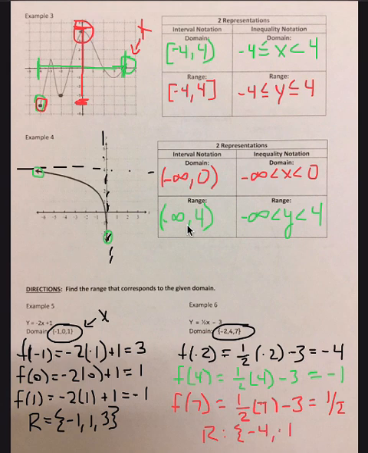So the range is -4, -1, and 1/2, and that's our range. So we plugged in our x values from the domain. Domain is always the x's, the range is the y's, and so we solved and got our answers. And that is domain and range.